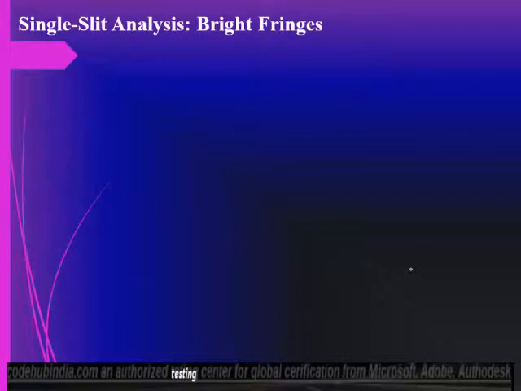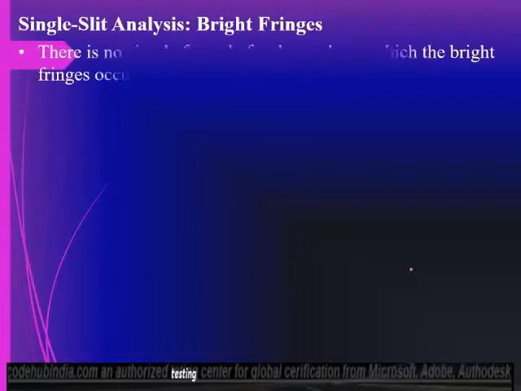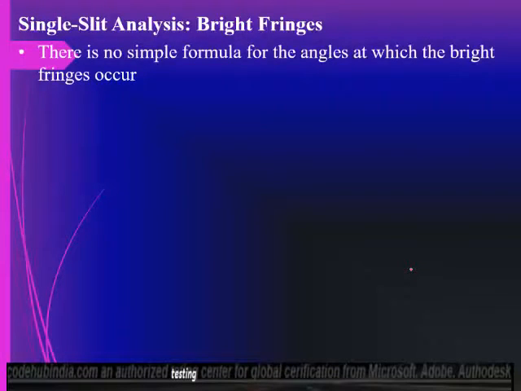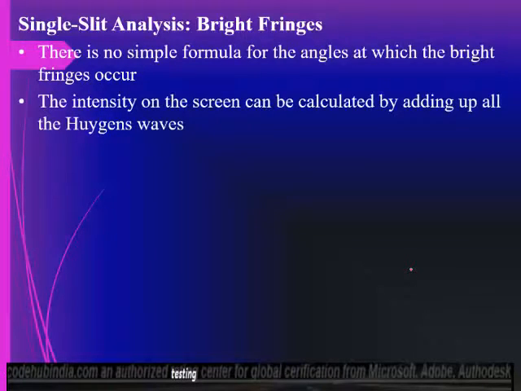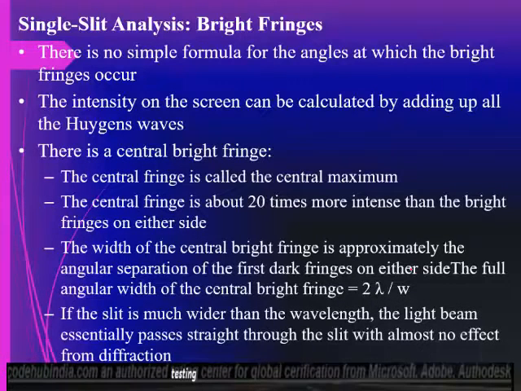Single slit analysis, bright fringe. There is no simple formula for the angle at which the bright fringe occurs. The intensity of this pattern can be calculated by adding up all the adjacent contributions. There is a central bright fringe, called the central maxima. The central fringe is about 20 times more intense than the bright fringes on either side. The width of the central bright fringe is approximately the angular separation of the first dark fringes on either side, that is 2 lambda by W.